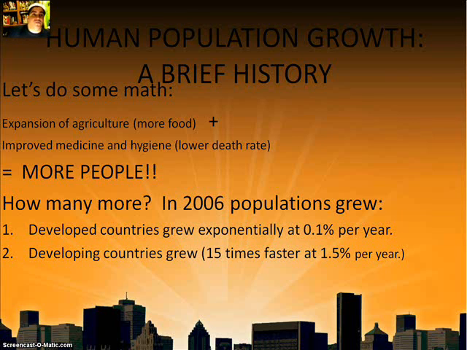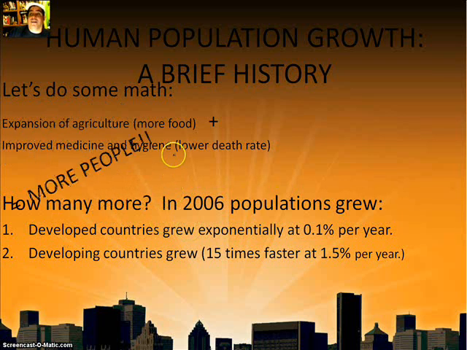Developed countries in comparison to developing countries. Who's going to grow quicker? And how much? Take a look at those numbers. We're only going to be growing in developed countries at what this number is here, 0.1%, as opposed to 1.5% in developing countries. That's a lot more people.